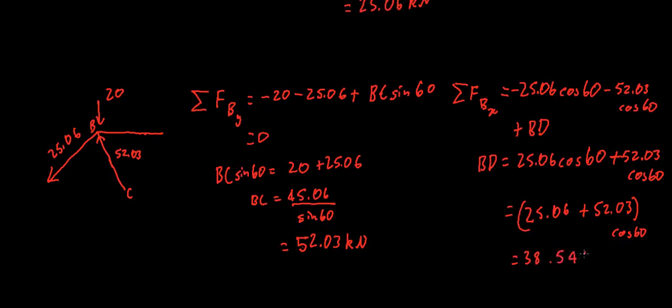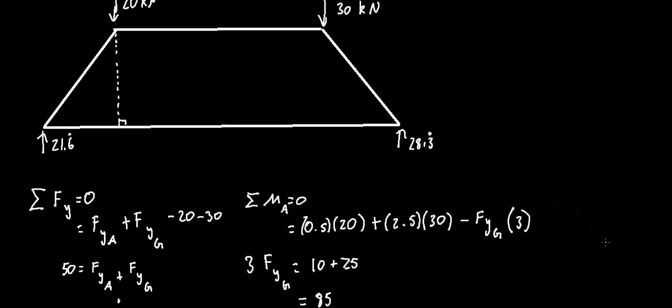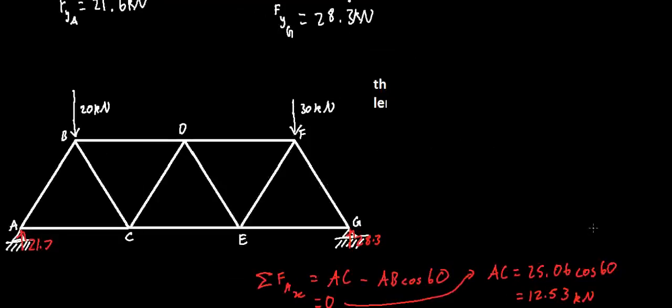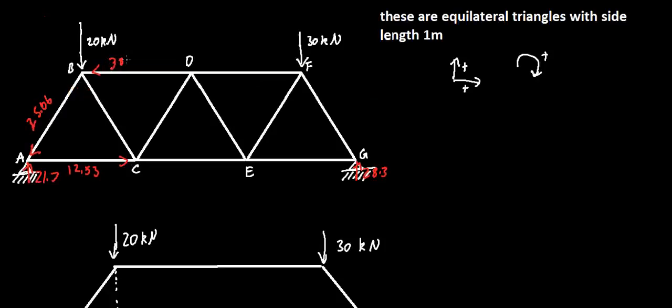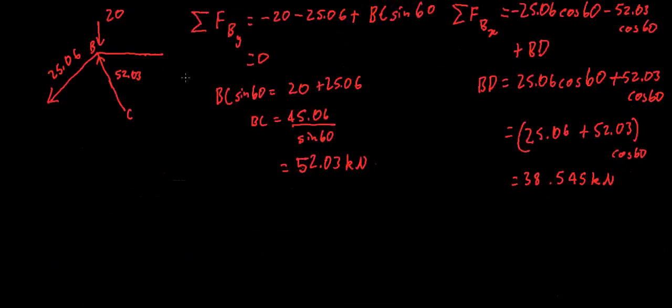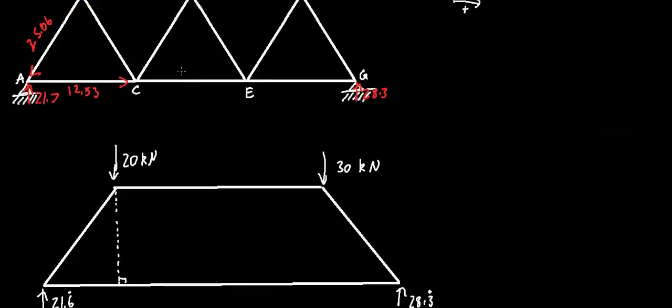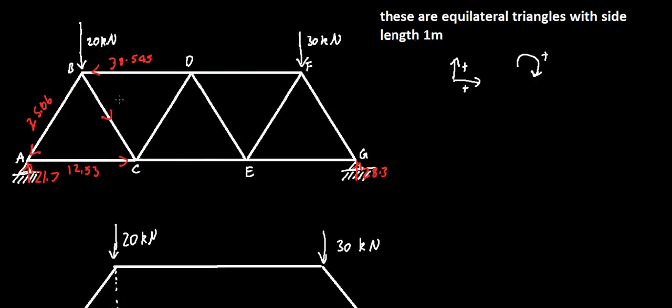38.545 kilonewtons. So up here we end up with 38.545. And BC we determined is 52.03. Now let's see. At this point C, we have 2 known values and we have 2 unknown values.